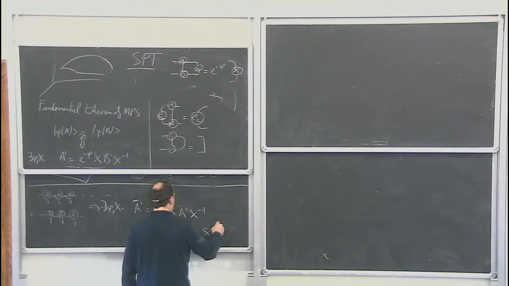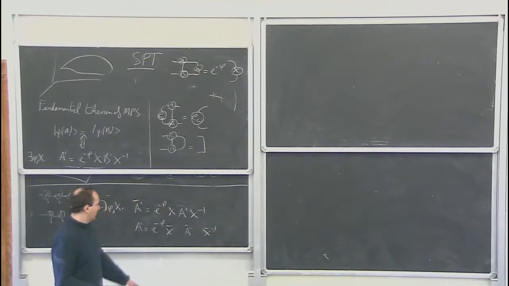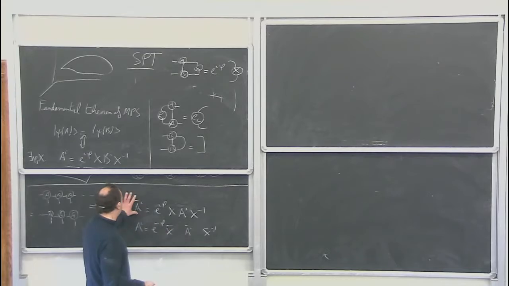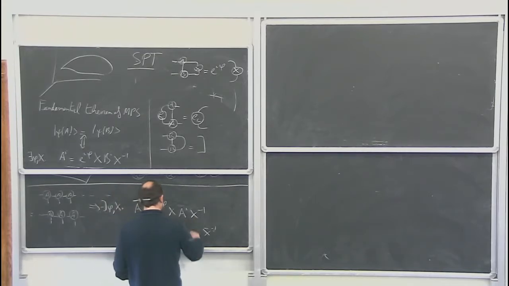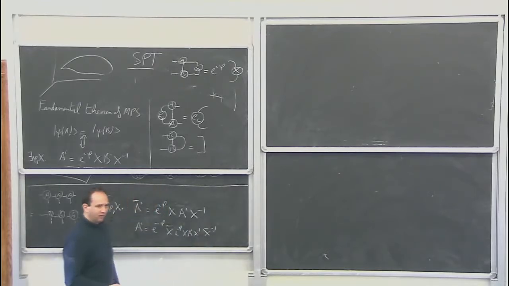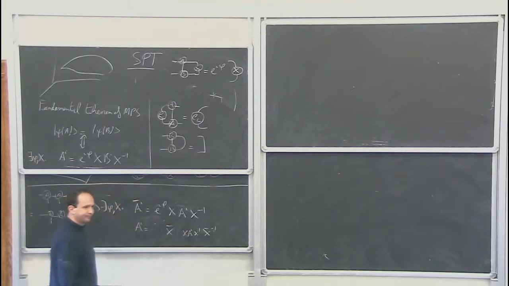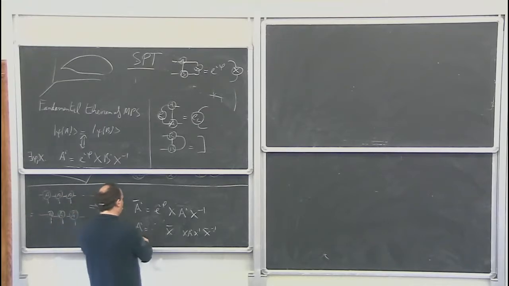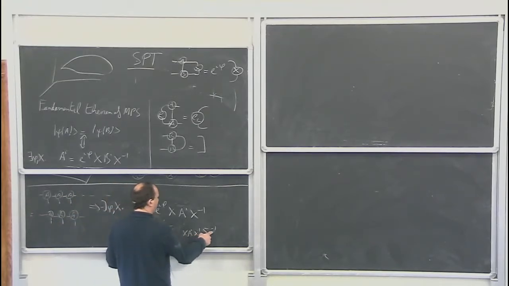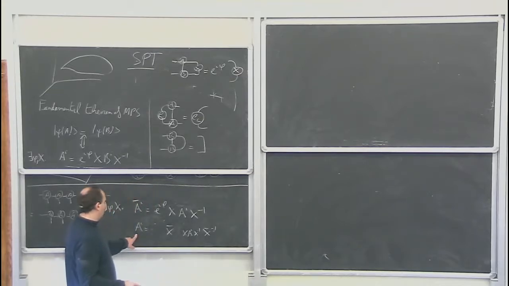So this is element-wise conjugation. But this Ā^i I can replace by this, so this is e^{iφ} x A^i x^{-1}. This phase e^{iφ} cancels this one. So now I see that A^i is x̄ x A^i x^{-1} x̄^{-1}.